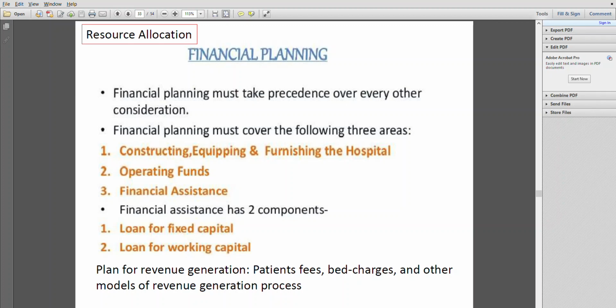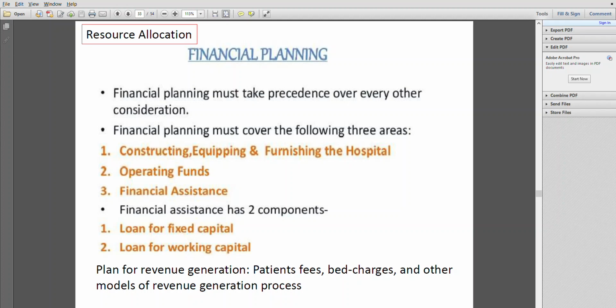Fixed capital, as I told you, is a loan lent by the bank for construction, for infrastructure, for development purposes, while working capital is a loan given by the bank for running day-to-day expenses such as salaries, and some recurring consumables to be bought for the company's needs, stationery, etc.